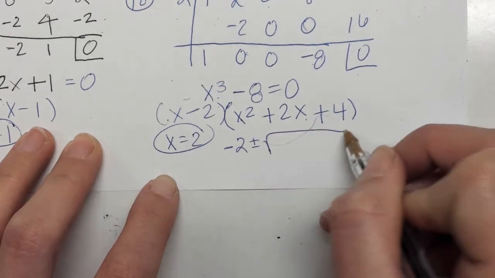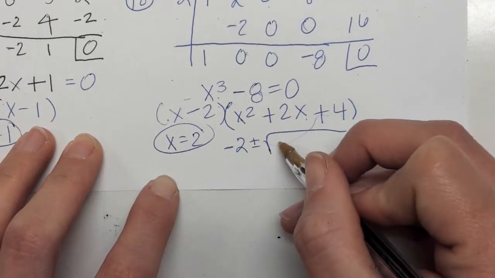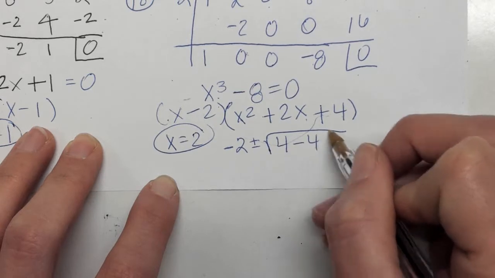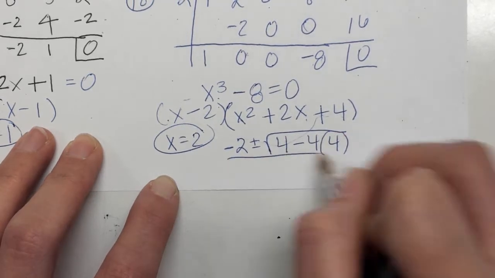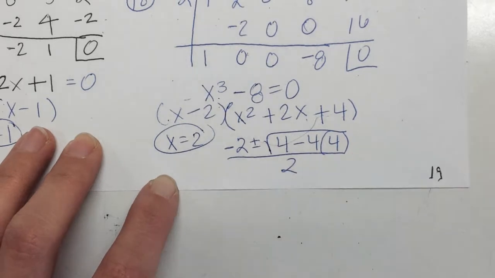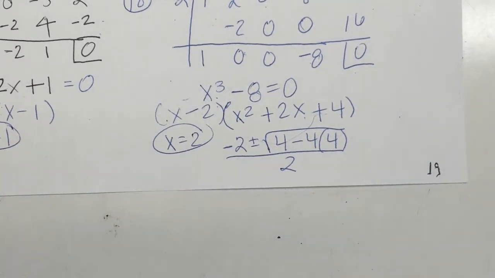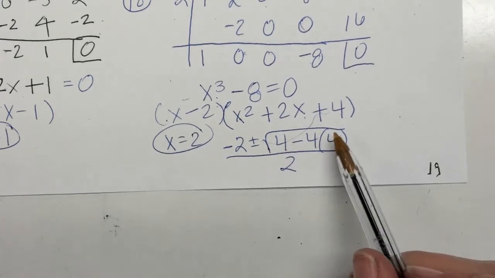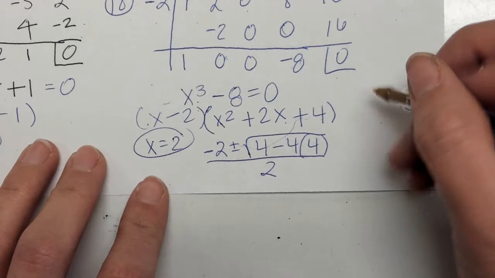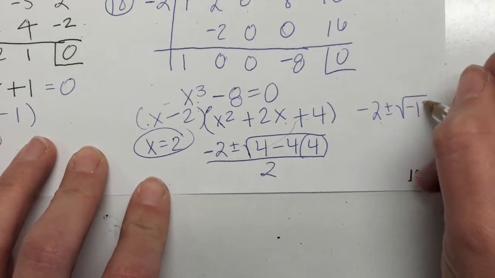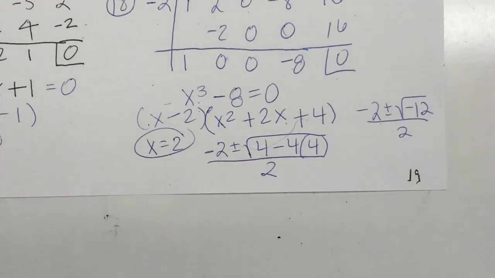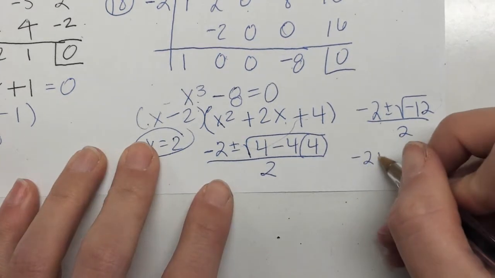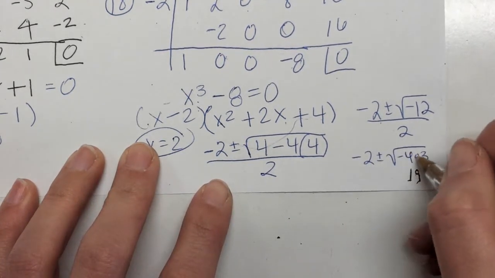Plus or minus of 4, minus times. Good. All over 1, 2. Good. Alright, we know this is going to be what here? Yes, what's 4 minus 16? Negative 12, good. And can we simplify that negative 12? Into what? 4 and 3, good. So we got negative 2 plus or minus square root of negative 4 times 3 over 2.